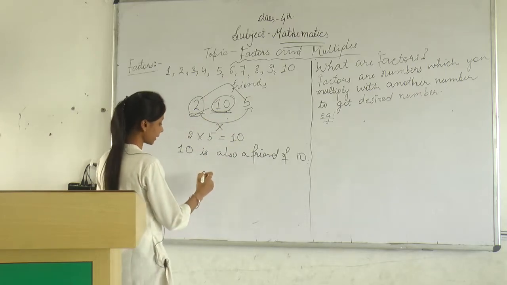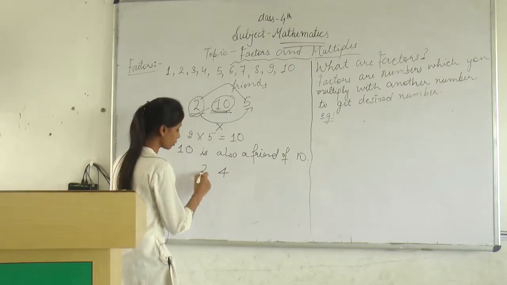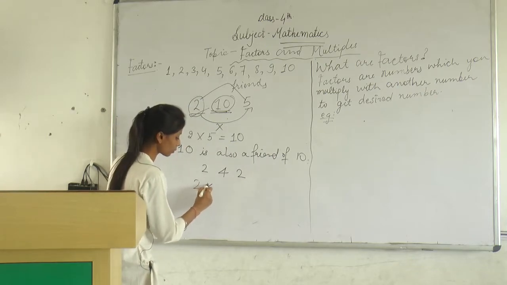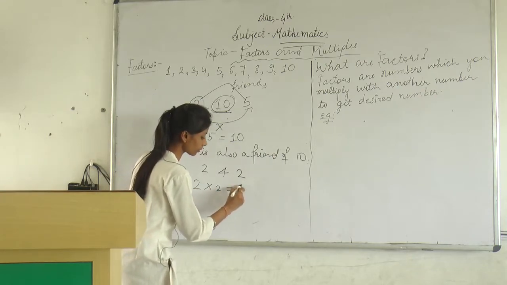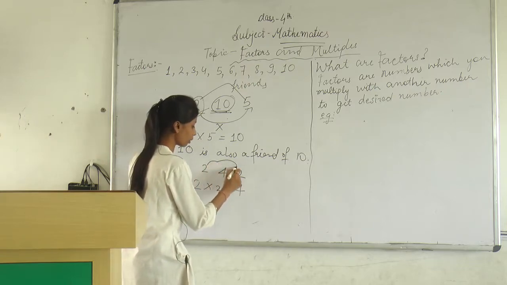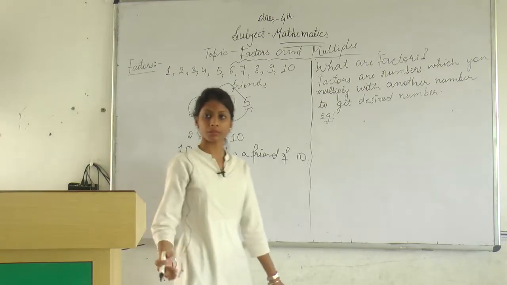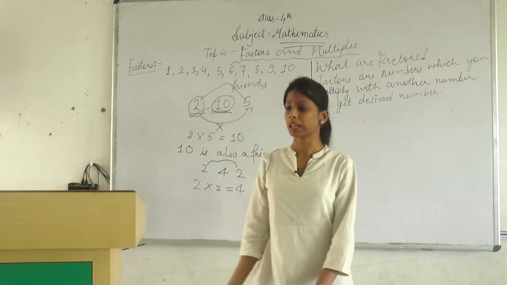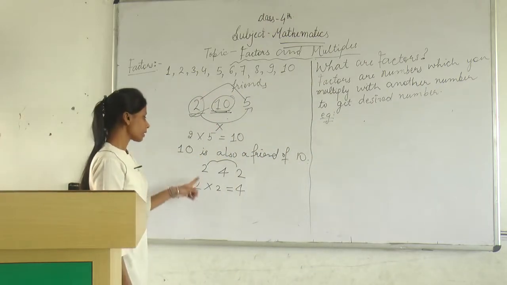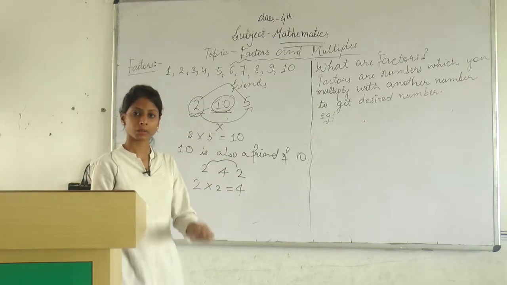Similarly, I take another number. Suppose I take the number 4. 2 and 2, these two. If I multiply 2 with 2, this also gives the number 4. Also we can say these both are the friends of 4. So like 10 is a friend of 10, similarly 20 is a friend of 20. Now we can say these are very good friends of the numbers 10 and 20.